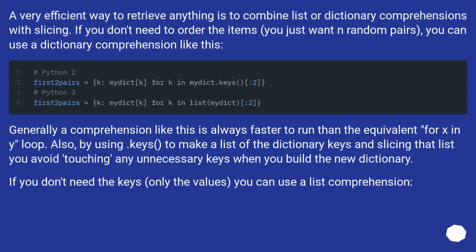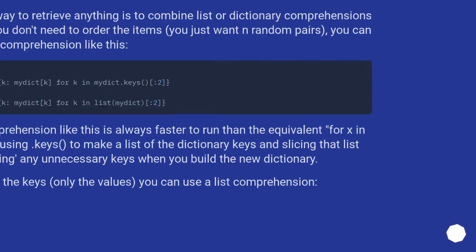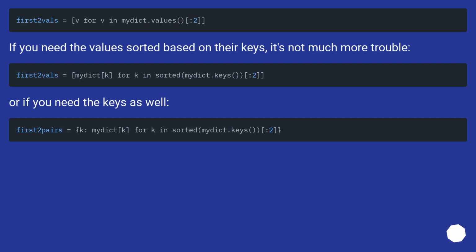If you don't need the keys, only the values, you can use a list comprehension. If you need the values sorted based on their keys, it's not much more trouble. Or if you need the keys as well.